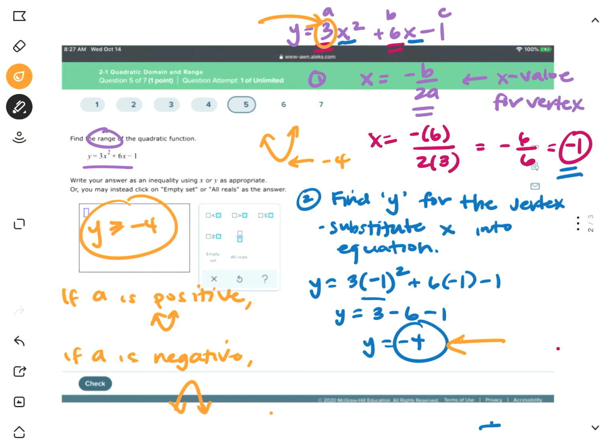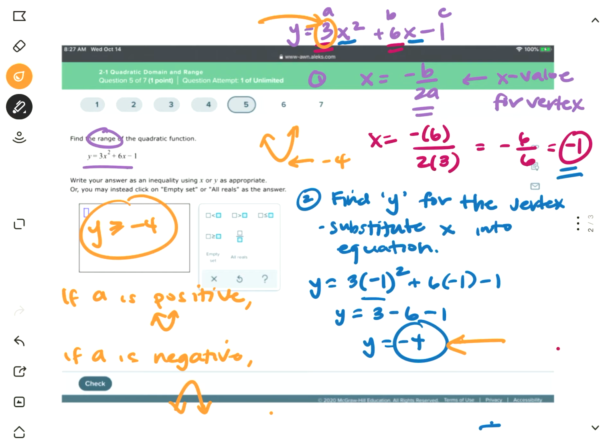All right, step 1, find our x. Step 2, use that x, substitute in, find your y. And step 3, determine, does it open upward? Is it positive for a? Or does it open downward? Is it negative for a? And then do your range from your y.